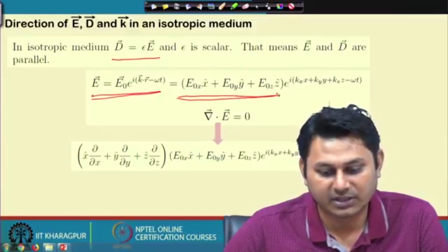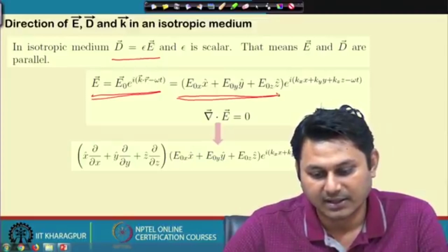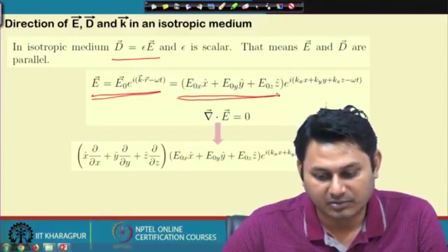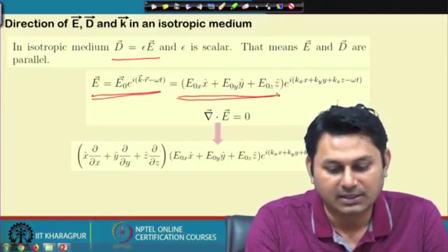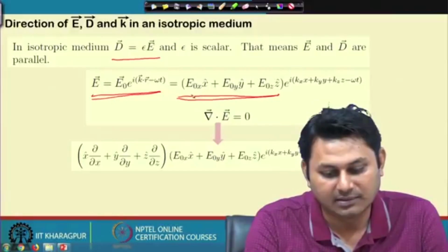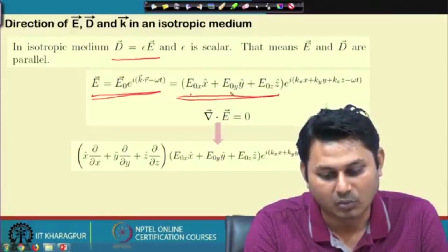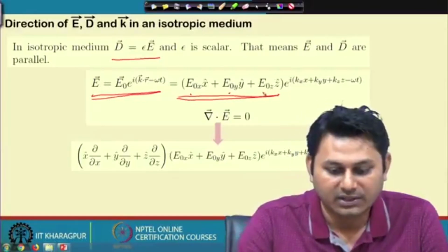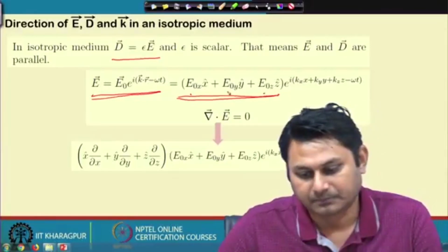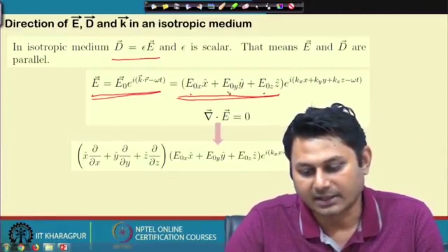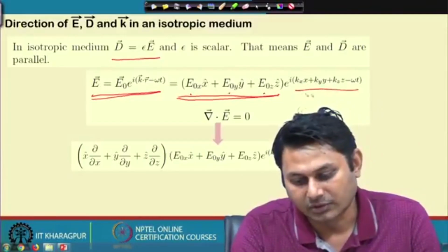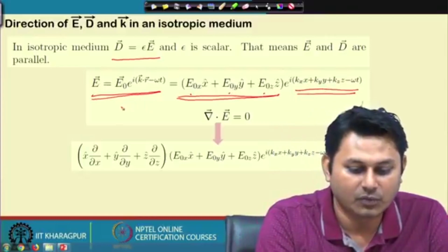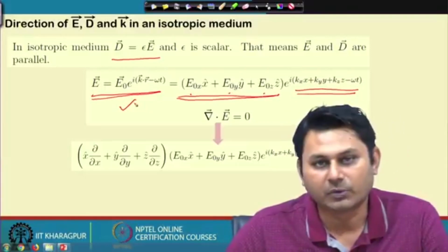So, I expand this vector quantity into x, y, z. If I expand this into x, y, z, then it will be E0x, this is the x component, this is the y component, and this is the z component of this vector with the unit vectors x, y, z. Also k dot r is expanded here. So, this is nothing but the component-wise expansion of whatever is written here.